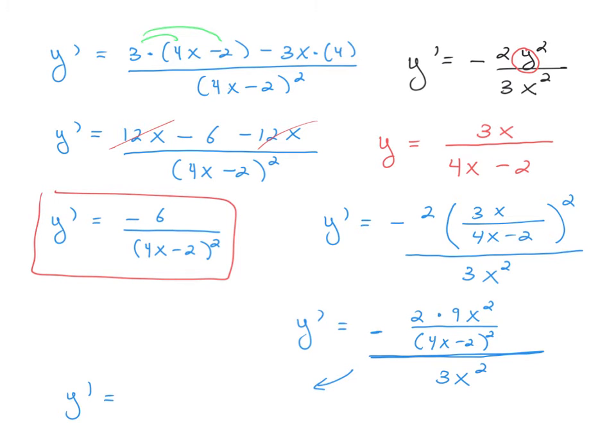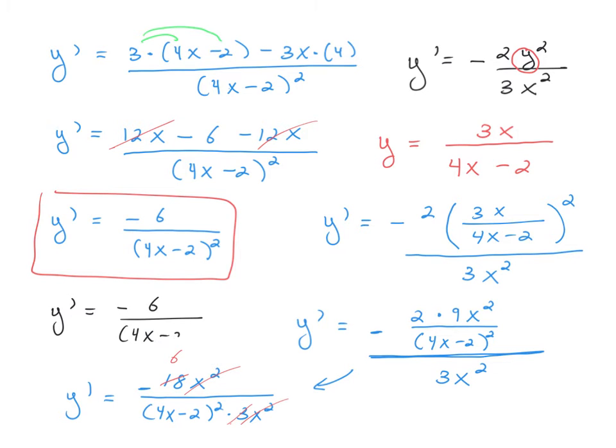Okay, y prime is equal to, so again, it's negative. Oh, okay, this is negative 18x squared all over (4x - 2) squared. And this 3x squared can move into the denominator of this fraction. I can cancel the x squareds. 3 goes into 18 6 times. And what we're left with is that the derivative is equal to negative 6 over (4x - 2) squared. I mean, this verifies our work. Both ways are equivalent.